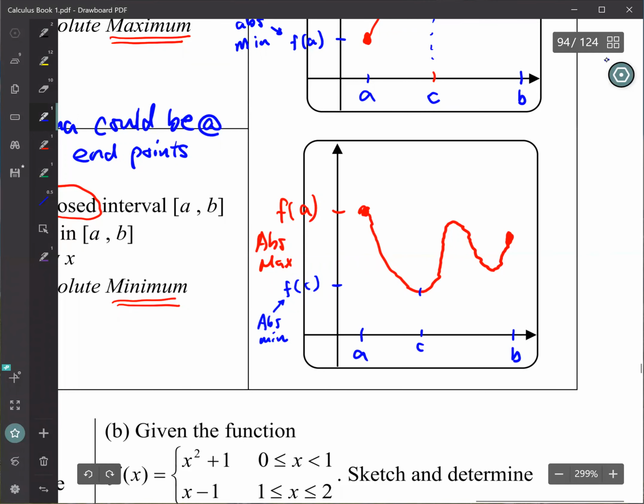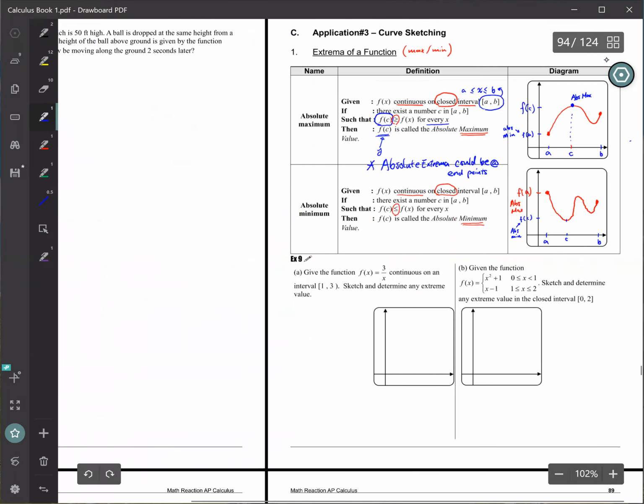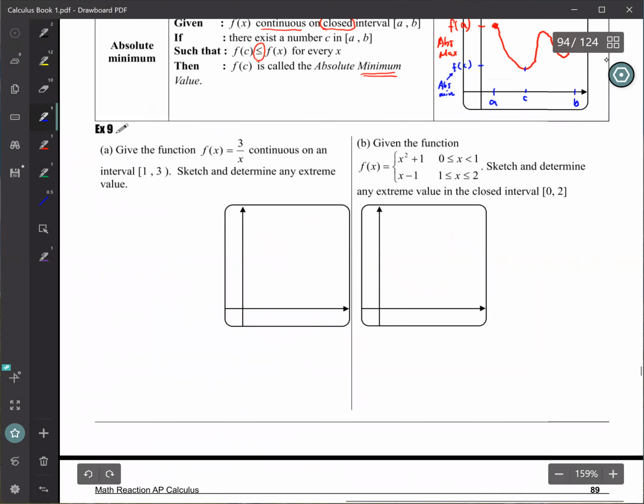So if you get 2 points that are the same height, right? Let's say if B and A are the same height, they are both the highest, but you still have only one absolute maximum value, right? But it could happen at 2 x's. Right, so here we have an example, question 9.